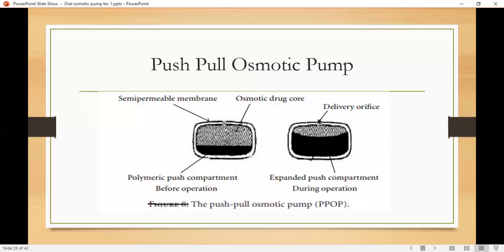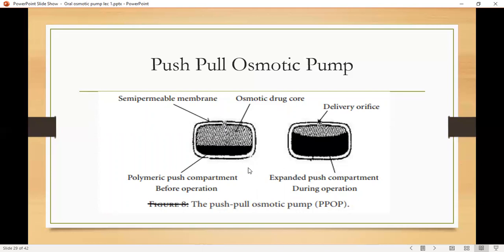These are the representations of the expanded push compartment during operation and the polymeric push compartment before operation. You can see that this is the osmotic drug core, and this is the polymeric substance or the polymer which is used, and this is the semi-permeable membrane around the system, and there is a hole in it. This is the delivery orifice.